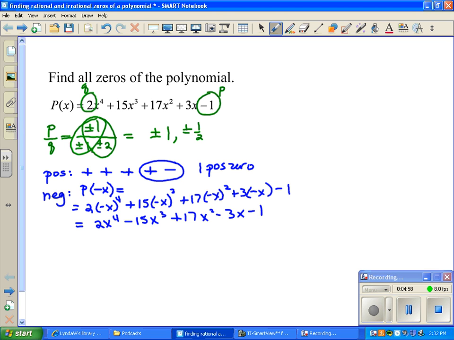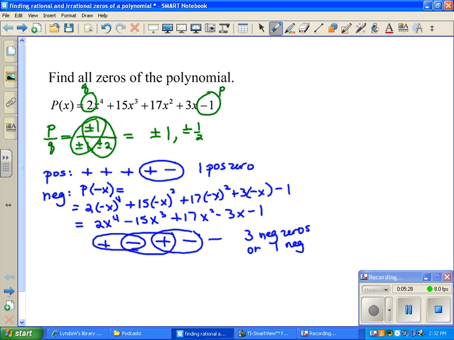And now my signs are plus, minus, plus, minus, minus. That gives me a sign change between the first and second coefficient, the second and the third, and the third and the fourth, which means there are 3 negative zeros. Descartes also allows for the possibility that there could be 2 of them that are imaginary, which means there could be either 3 or 1 negative real zero.